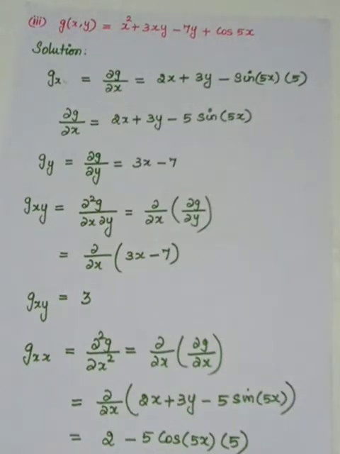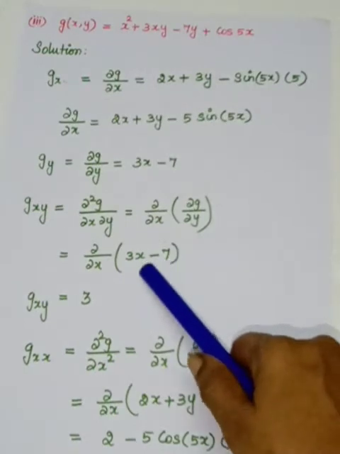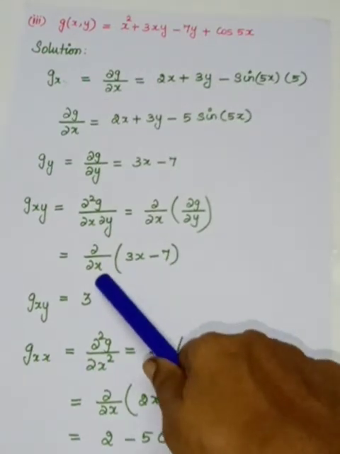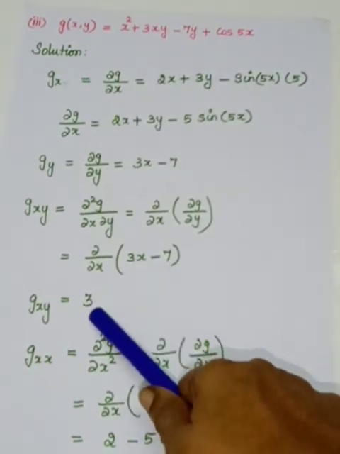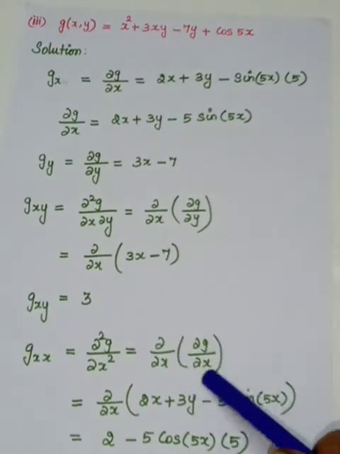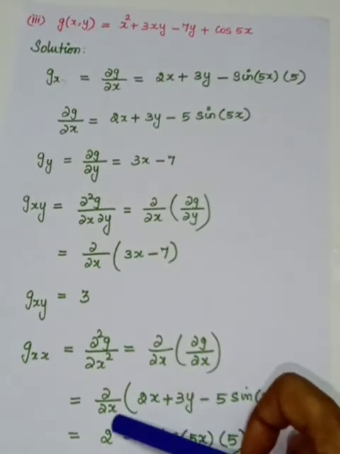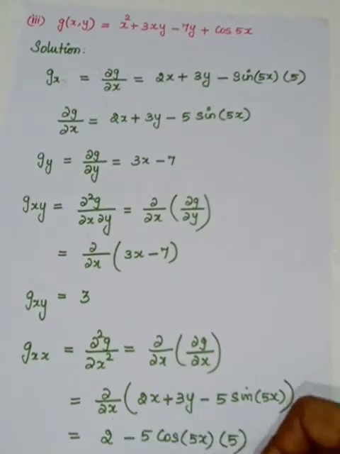Next gxy. The same way you have to proceed. Dou by dou x of dou g by dou y. So dou g by dou y is written here. This has to be differentiated partially with respect to x. So the differentiation is 3. And here dou by dou x of dou g by dou x. Dou g by dou x is written here. It has to be differentiated partially with respect to x. So 2x differentiation is 2.